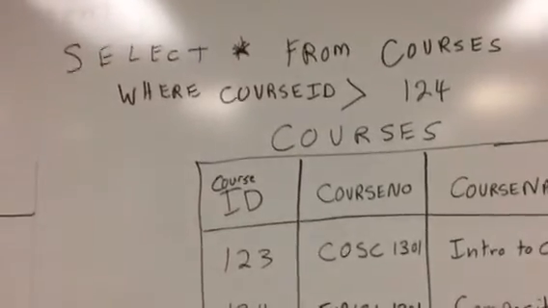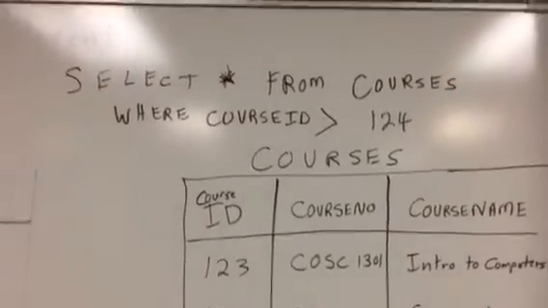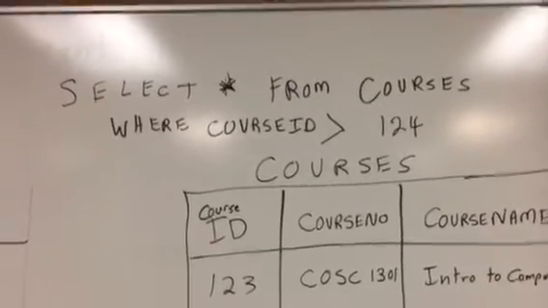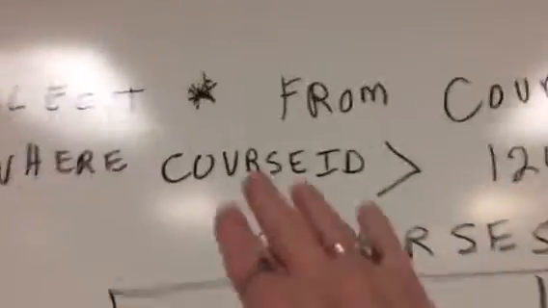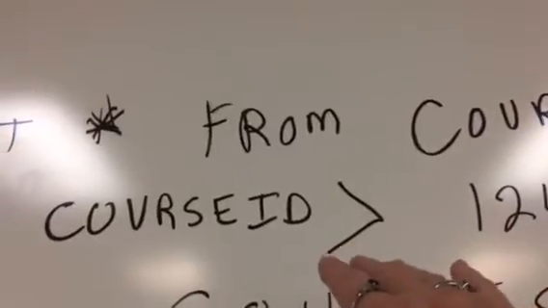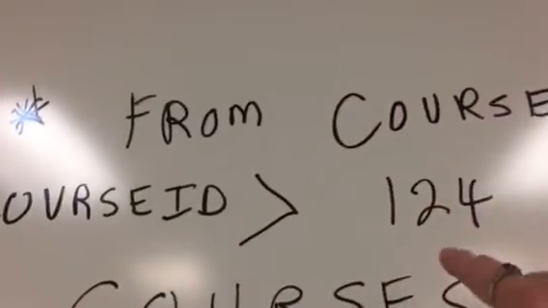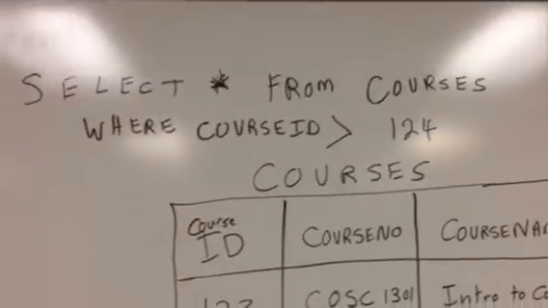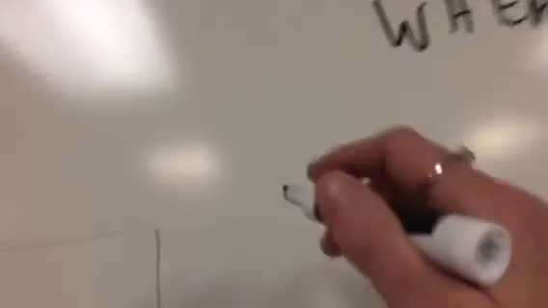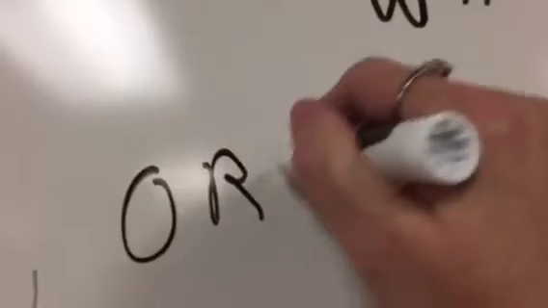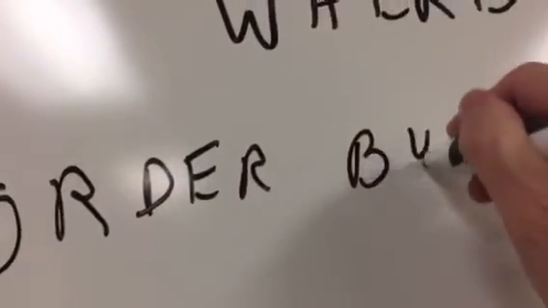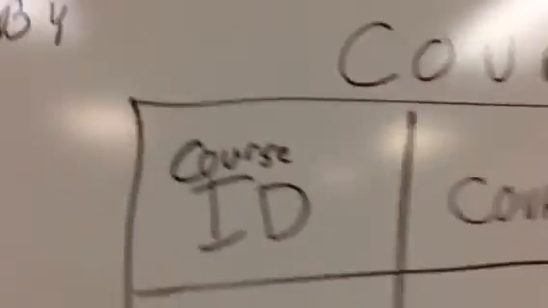In your particular assignment, you're going to be asked to find people where the number of people employed is greater than 10,000. So you would say where employed greater than 10,000. Do not put commas in there. That'll throw it off. Then you might have to order it. Okay, the order by statement. That puts it in a certain order. How do I want to order this?